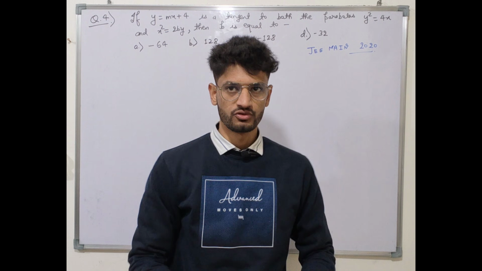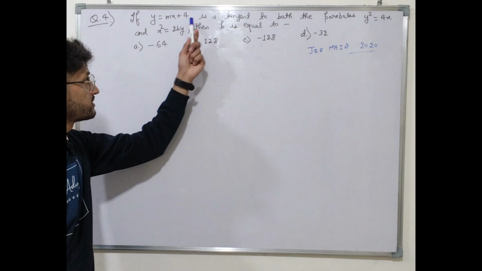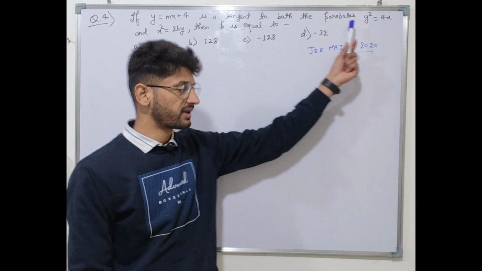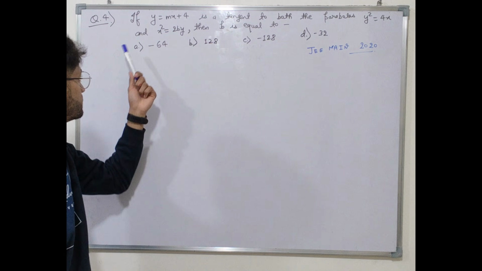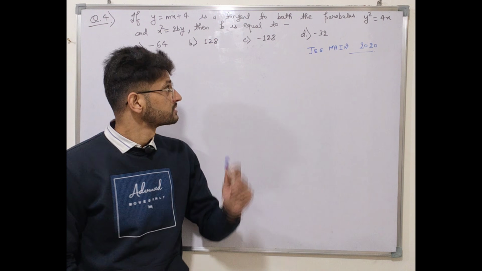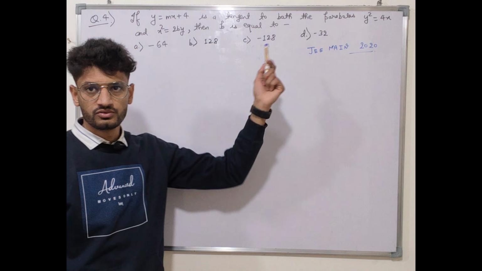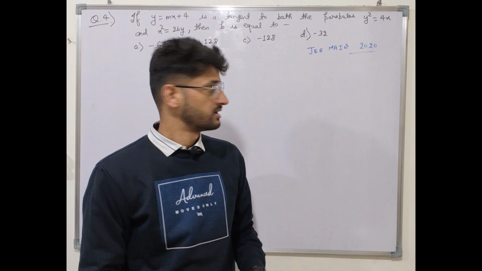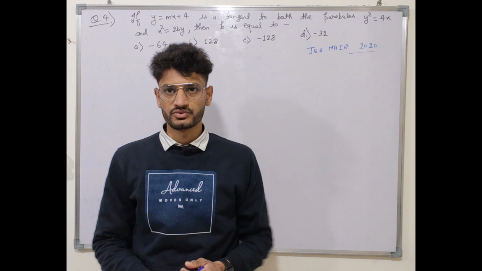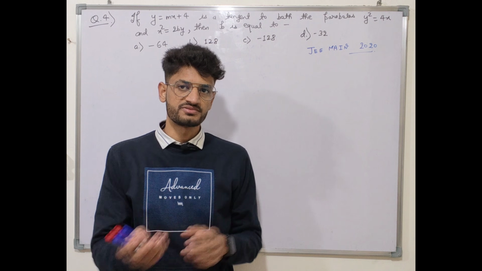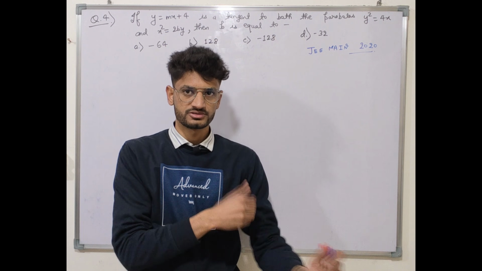So let's see our question number 4. The question is, if y equals to mx plus 4 is a tangent to both the parabolas y square equals to 4x and x square equals to 2by, then b is equal to, we have been given 4 options, and this question has already been asked in JEE Mains 2020. On the very same format we have seen question number 3. So let's see how to approach this question.